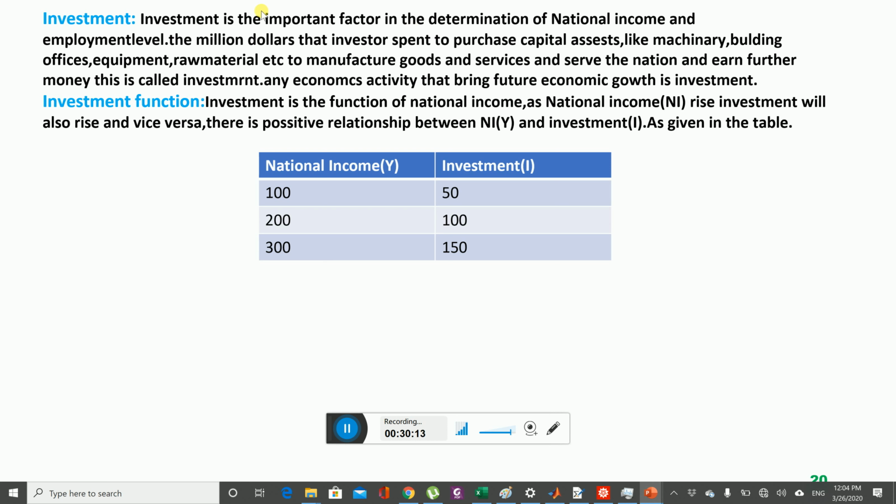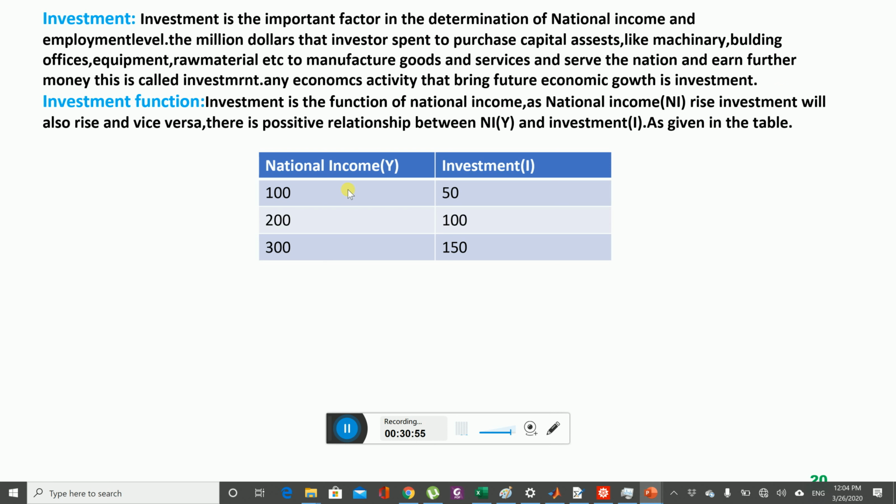Now investment as a function, we define investment as a function of national income. There is a direct relationship between the two variables. One is I, investment magnitude, and the other is Y, national output, aggregate supply. So investment is the function of national income. It means in this case, if the national income is increasing, automatically investment magnitude in the economy will increase. As national income rises, investment will also rise. And when national income decreases, investment will also decrease. Vice versa, meaning the opposite case. There is a positive relationship between national income and investment magnitude.